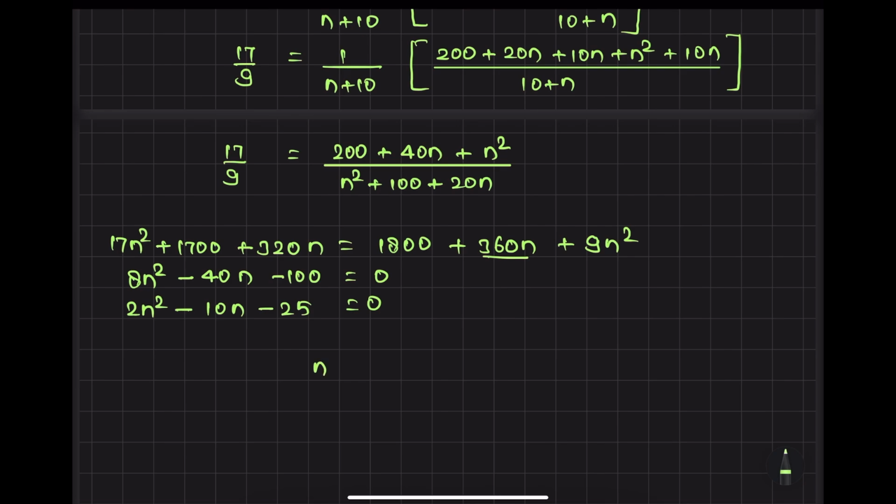So n will be equal to, I'll apply the Sridharacharya rule. So minus b plus minus root under b square minus 4ac. So 100, 400, 200 by 2a. Did I make any mistake? 360. This is 340. Here I made a mistake.